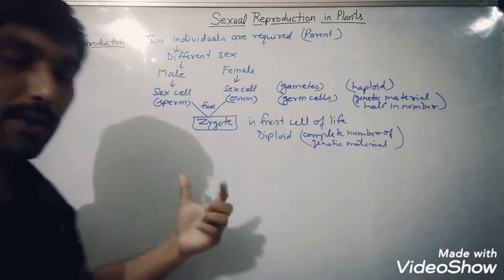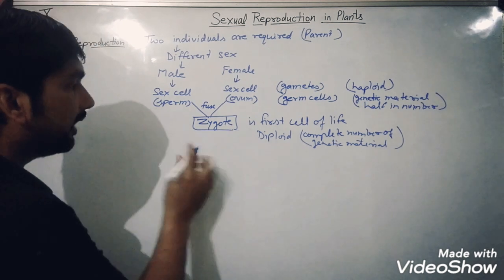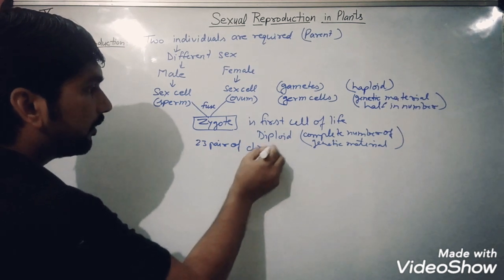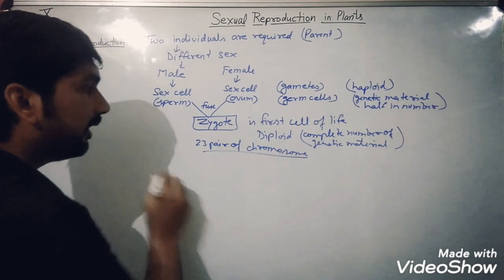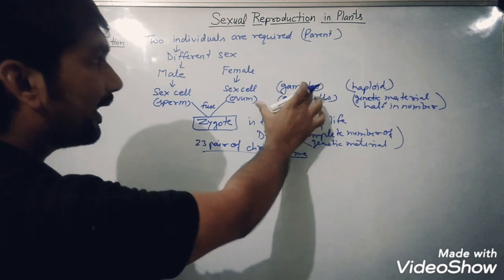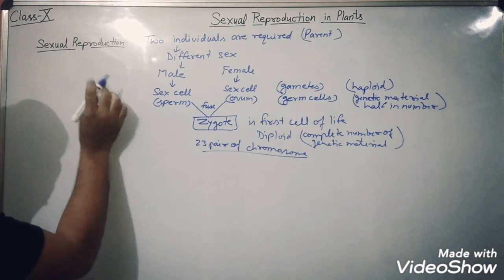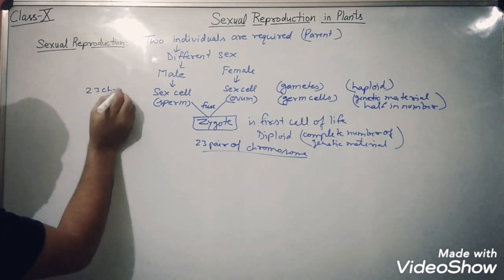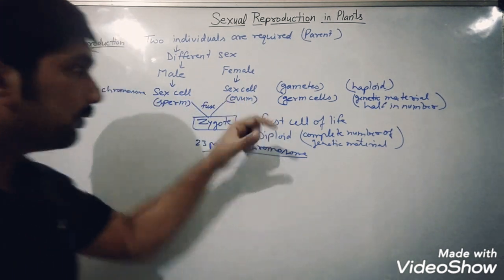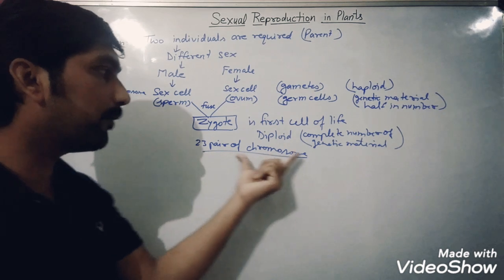When we talk about human beings, as we are having what? 23 pairs of chromosomes, it means the zygote is having 23 pairs of chromosomes, which are the genetic material, and we are talking about human beings. And these sperm cells or ovum cells, since these are gametes and haploid in number, have what? Only 23 chromosomes, not pairs. So 23 chromosomes in sperm and 23 chromosomes in ovum. That's why when both of them fuse, the resulting cell will contain 23 pairs of chromosomes.